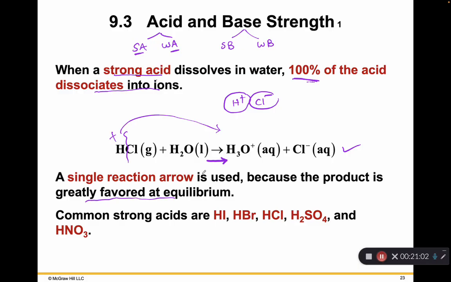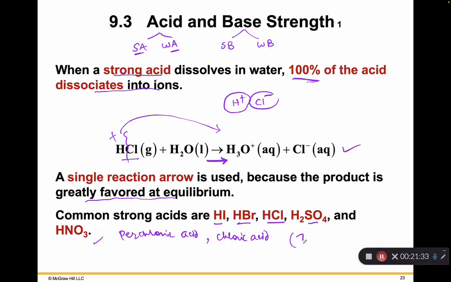Some common strong acids are hydrobromic acid, hydrochloric acid, hydroiodic acid, sulfuric acid, nitric acid, perchloric acid, chloric acid, etc. Let me write a few more that are important to you: perchloric acid and chloric acid. How to write the formula? See the earlier lecture video. We have a slide there for the formulas of these acids.